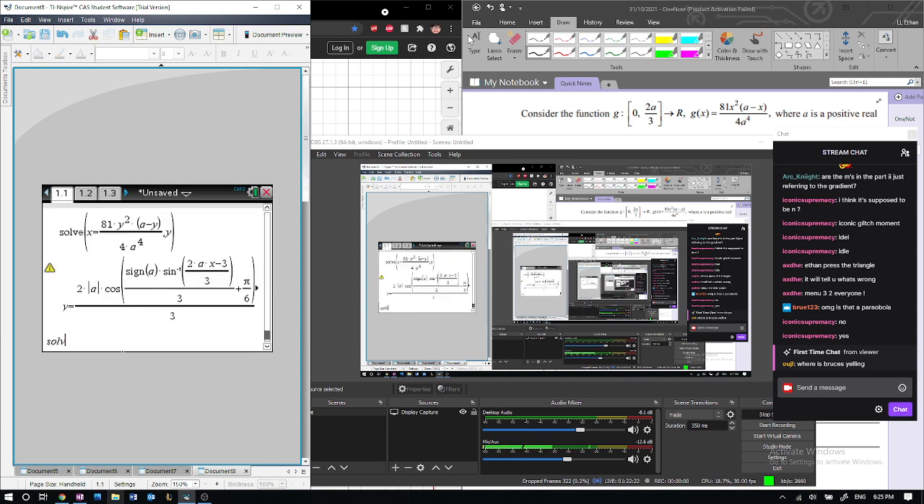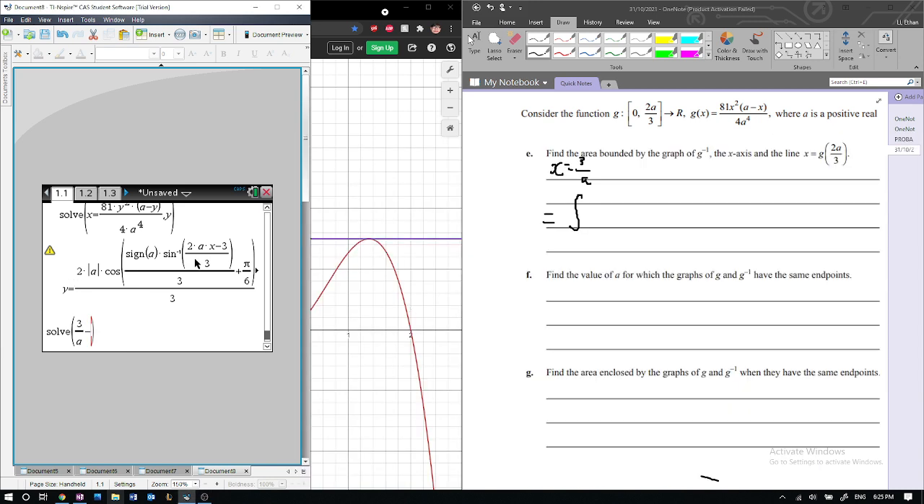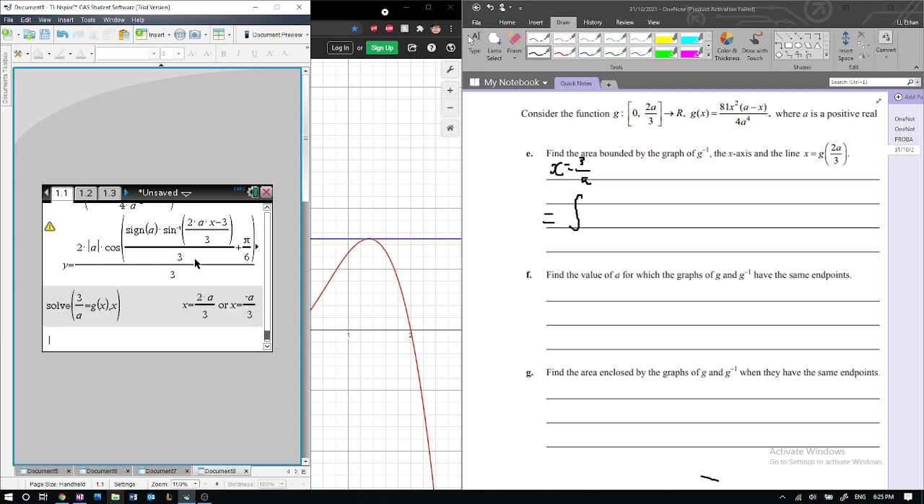Okay, so solve for 3 on a is equal to... What's the point of the inverse, though? Okay, and you're not in year 12, so I'm not going to tell you. Solve 3 on a is equal to g of x.